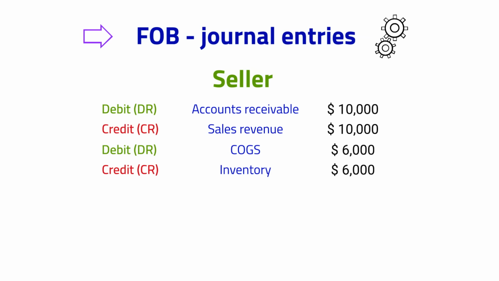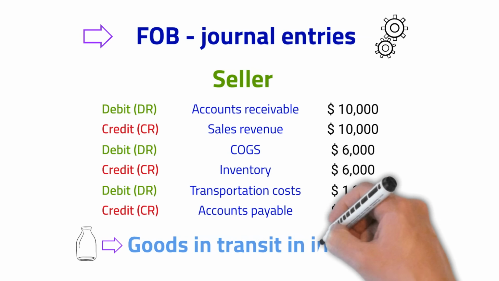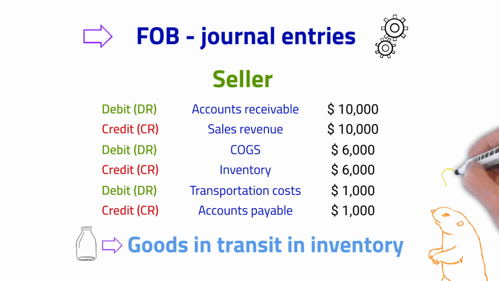And because the seller is now responsible for the delivery of the jars on board the ship, they will recognize transportation costs. Debit transportation costs, let's say 1,000, credit accounts payable 1,000. Even if the ship sails a week later, control passed at loading, so we will show the jars as goods in transit in our inventory from that moment.